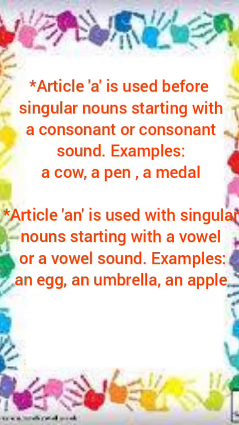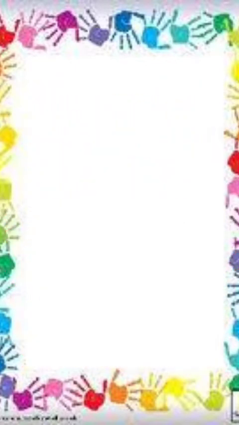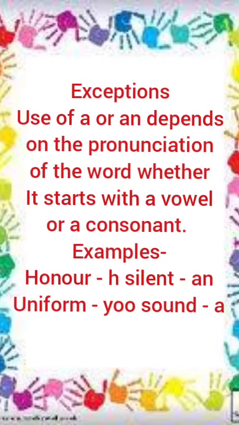So these are the general uses of articles. But children, there are some exceptions also. Let's check. Use of a or an depends on the pronunciation of the word, whether it starts with a vowel or a consonant sound. For example, in the word honor, H is silent, so we are using an. And in the word uniform, though it's starting with a vowel U, it sounds like a consonant Y, so we are using a.